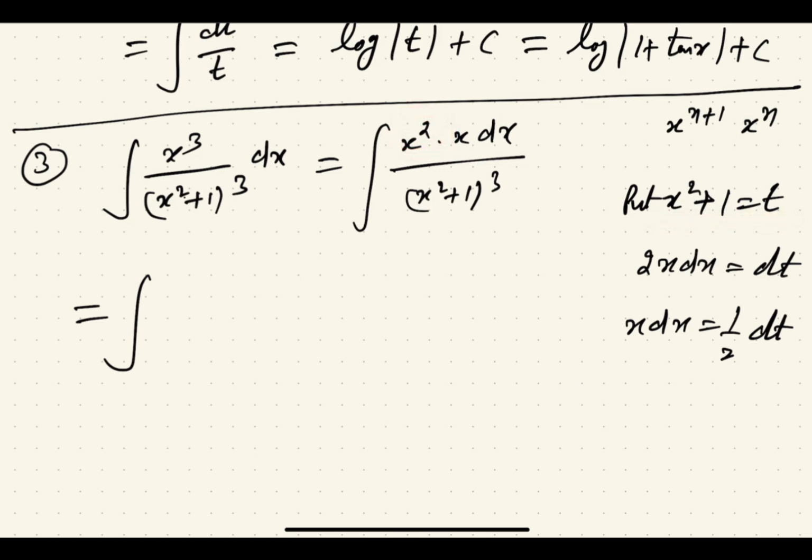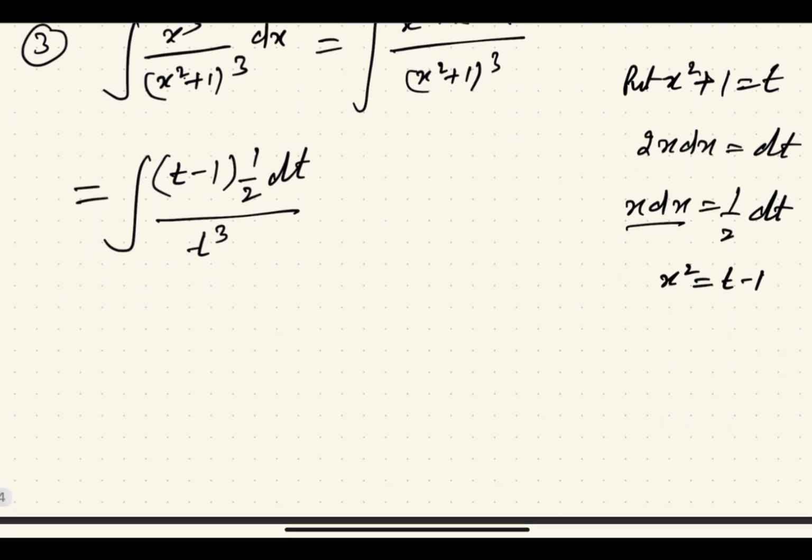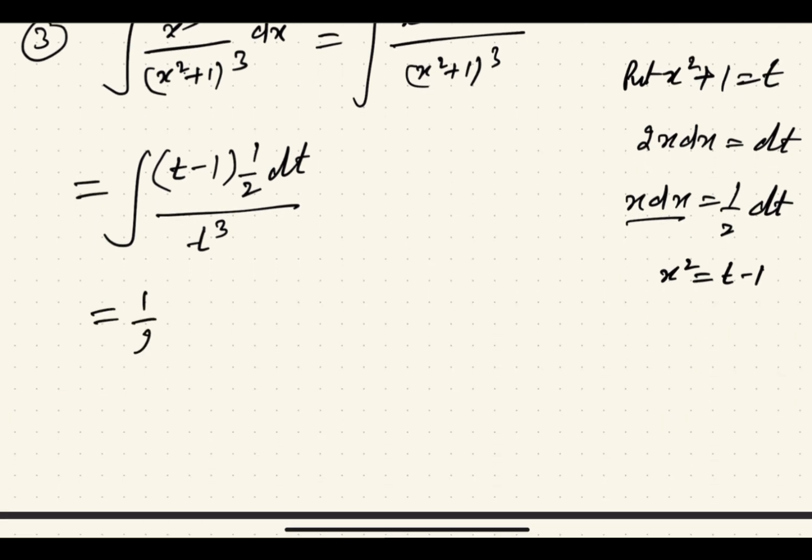That x square will be t minus 1. Here you have t minus 1, and this x dx is equal to 1/2 dt, right? And I will write 1/2 dt over this t cube, and this will be equal to 1 over 2 integral of (t minus 1) over t cube dt.